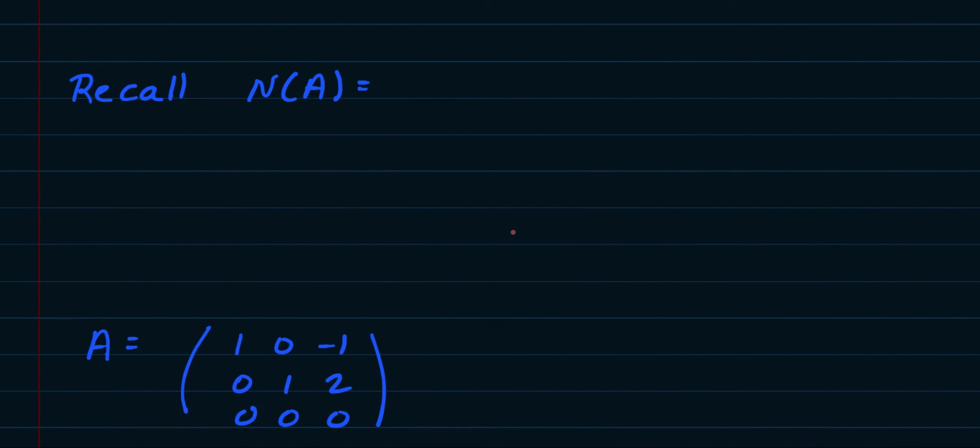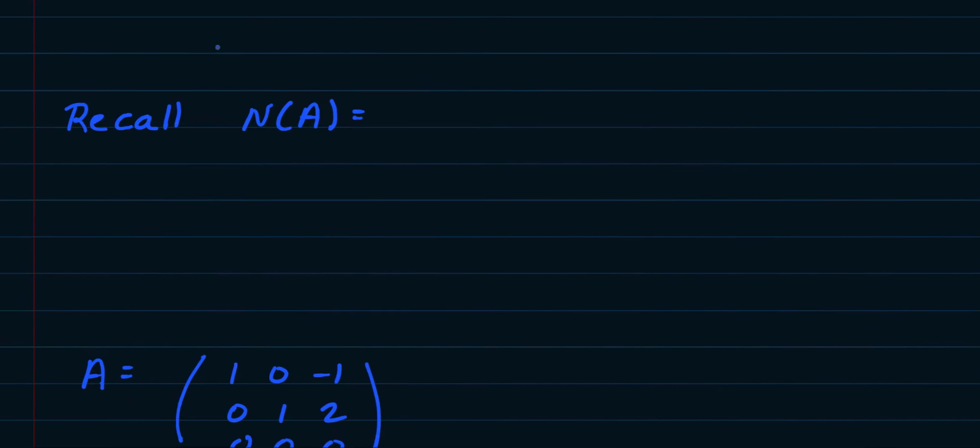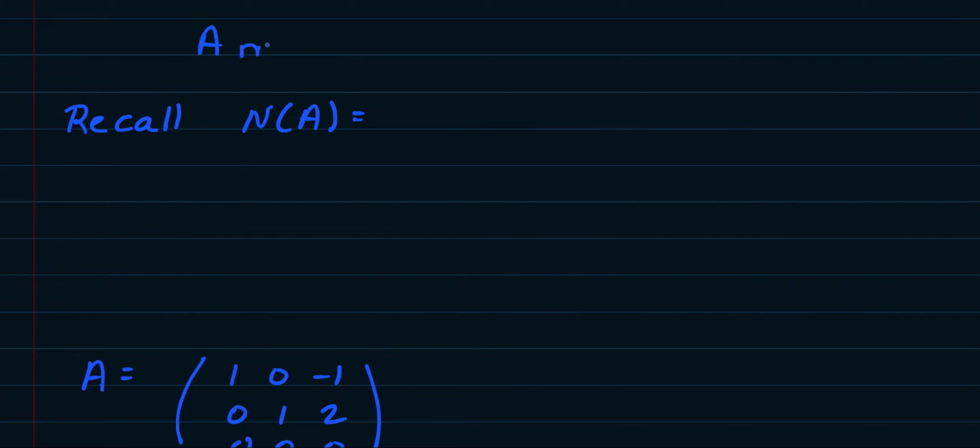Let's move on. Let's write down the definition of the null space of a matrix. So A, if it's an M by N matrix, we know that the null space is the set of solutions X that belong to Rn, such that A times X is the 0 column vector that's M by 1.